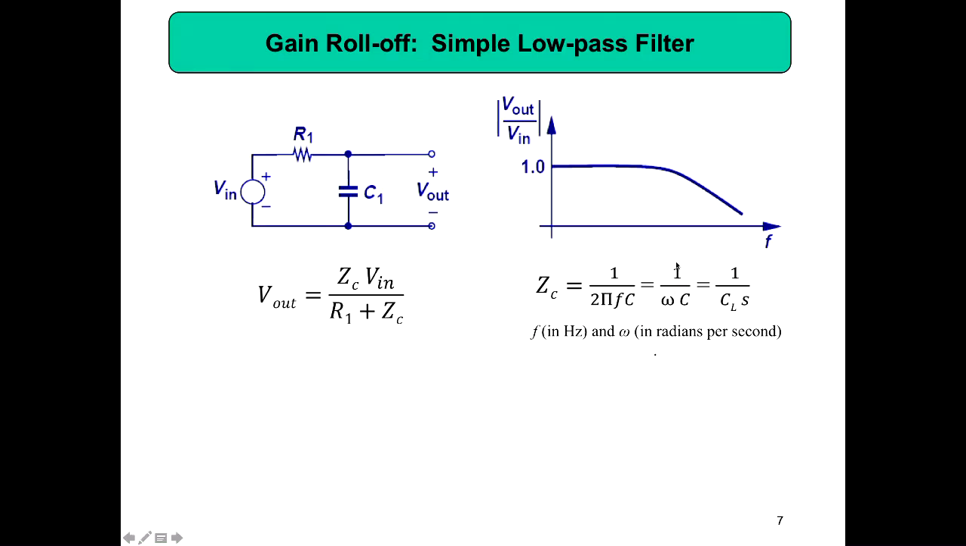People sometimes write it as 1 by omega C, where omega is 2 pi F, F is the frequency, and C is the capacitance. In the textbook, they write 1 by C L into S. I am using this notation instead of omega C because if you are reading Razavi's textbook, Razavi uses C L into S instead of omega C. So I have included this one to be consistent.